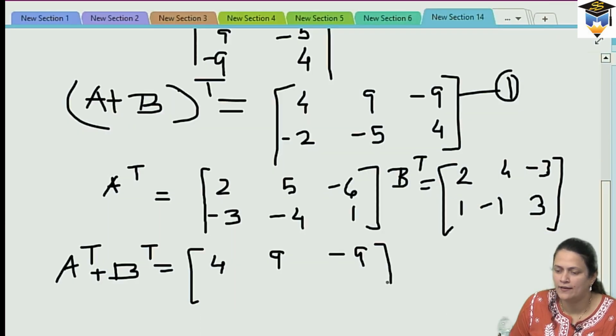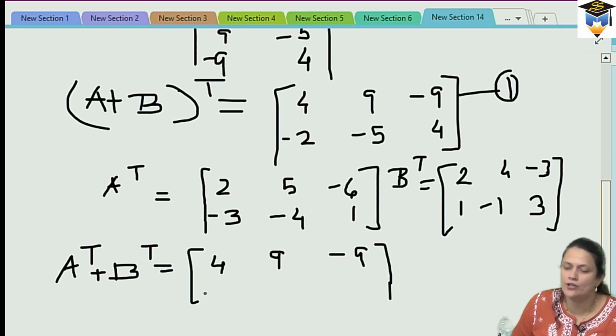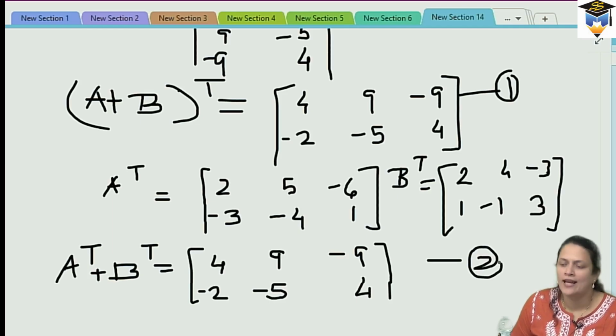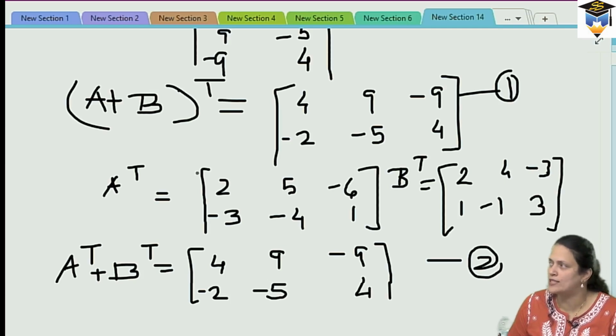Similarly, minus 3 plus 1 is going to be minus 2, minus 4 minus 1 is minus 5, and 4 plus 3 is going to be, so 1 plus 3, that is going to be 4. So can you see that equations 1 and 2 are equal? Hence we have proved that (A plus B) transpose is equal to A transpose plus B transpose.